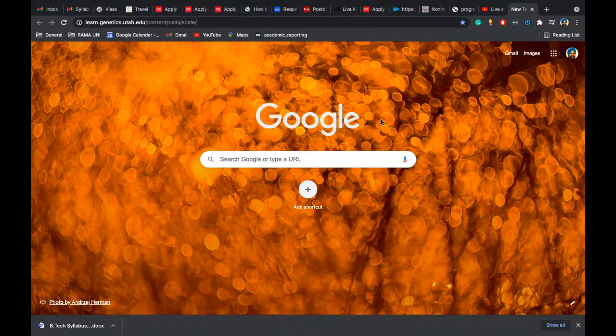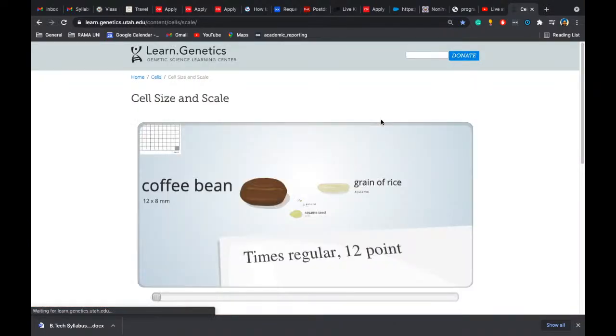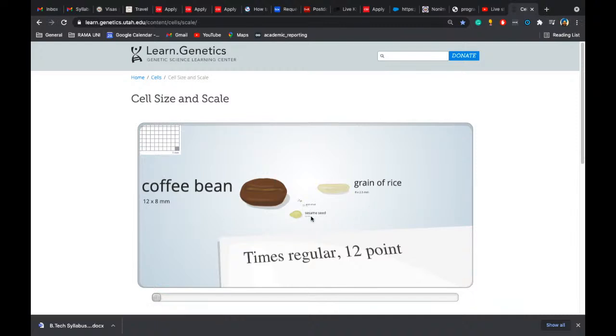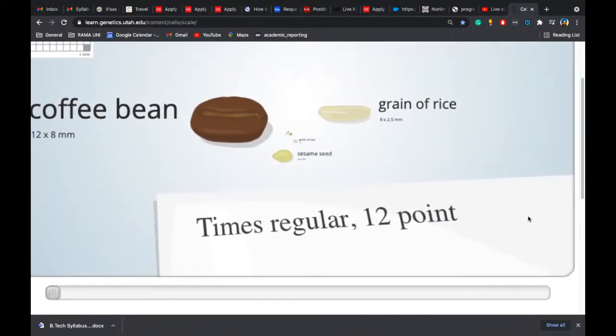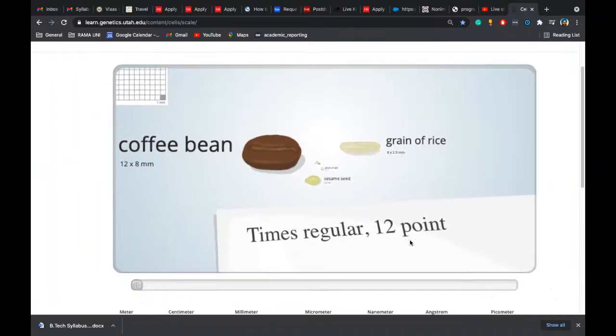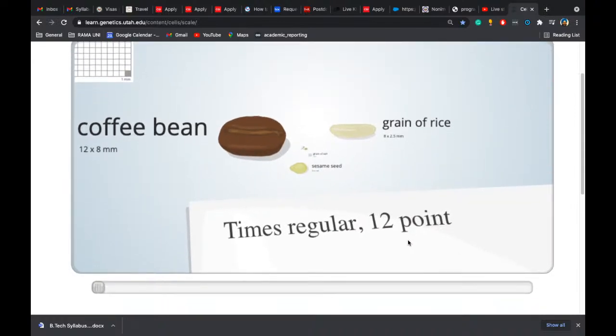First we check the difference between cell size and shape, how the cell sizes of different organisms are so drastically different, and still they exist in our body even though they have different sizes. So here we can see, if you can see my screen, cell size and scale. This is a coffee bean, 12 by 8 millimeters, on the scale of 1 millimeter.